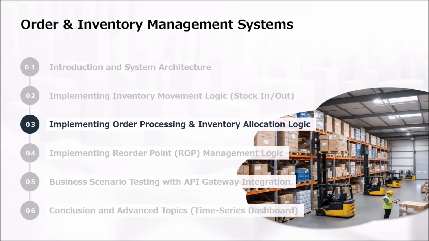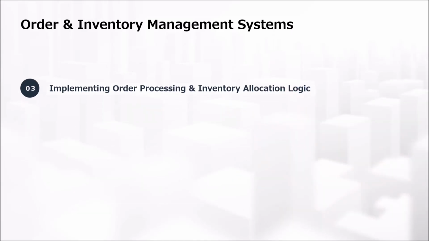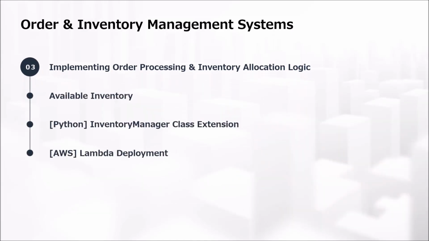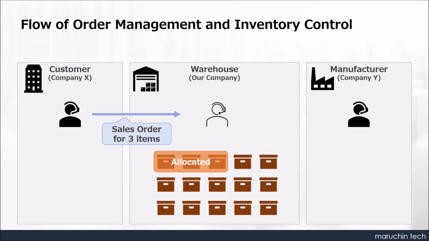Next, we move on to section 3, implementing order and allocation logic. In this section, we will first introduce available inventory as essential domain knowledge. Then, we will extend the Python code developed in the previous section and deploy it to Lambda. In the previous section, we implemented the physical movements of inventory, inbound and outbound. However, in reality, there is a time lag between the moment an order is received and when it is shipped. In system management, we must account for this time lag.